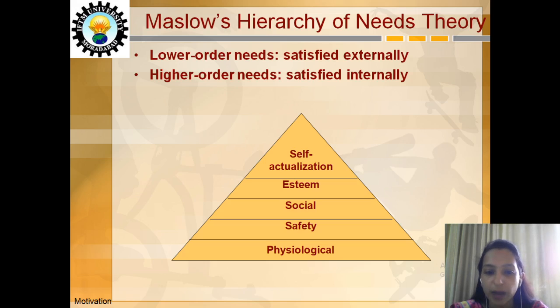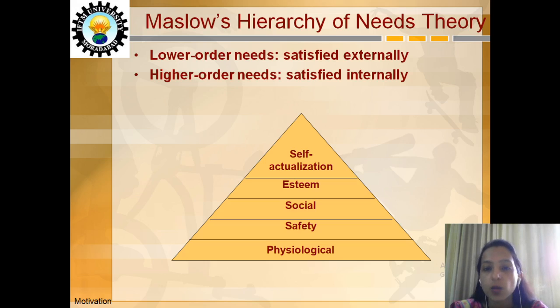Now, why is this pyramid being shown here in Maslow's need hierarchy theory? It is because the physiological and safety needs are satisfied for the maximum number of people, since these lower order needs are satisfied externally, whereas the area gets smaller as we move up the pyramid, through social, esteem and self actualization phases. Those are the higher order needs, and fewer people are able to achieve them, since these needs are satisfied internally.